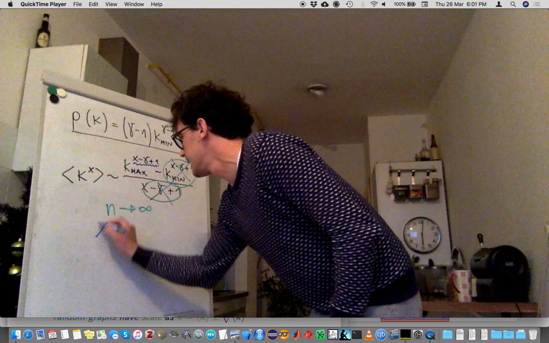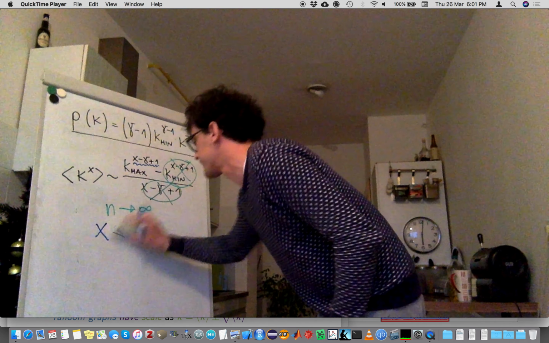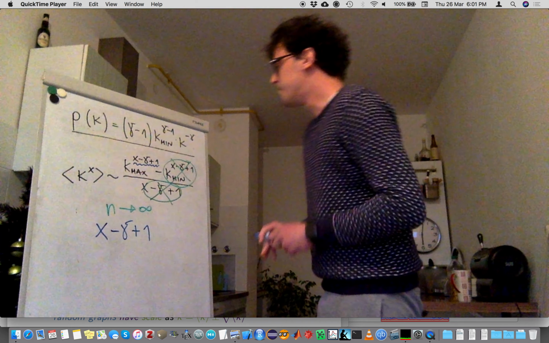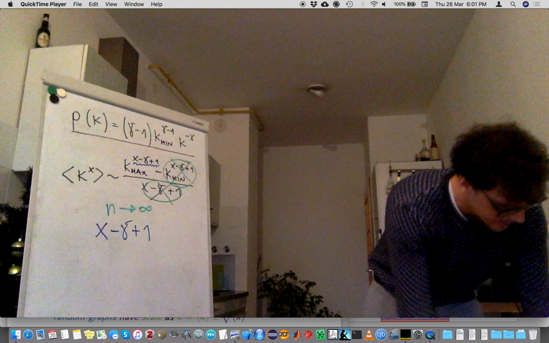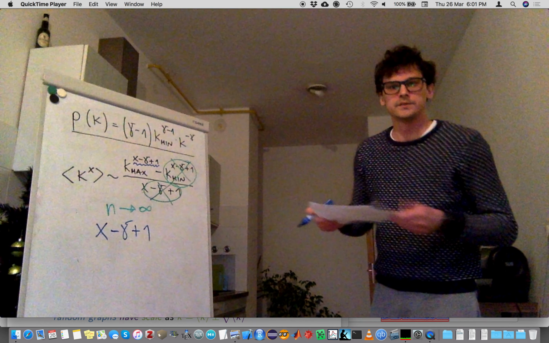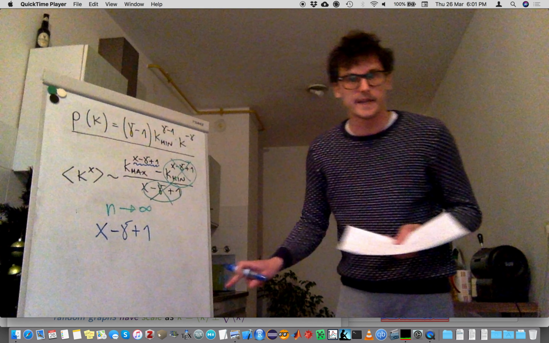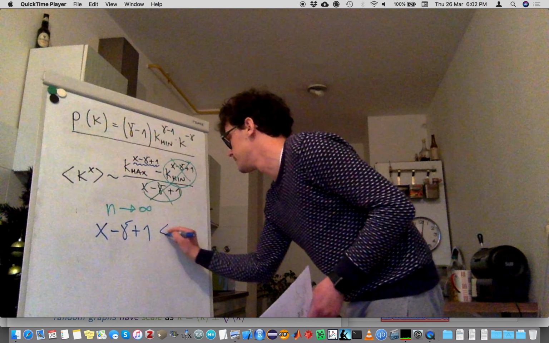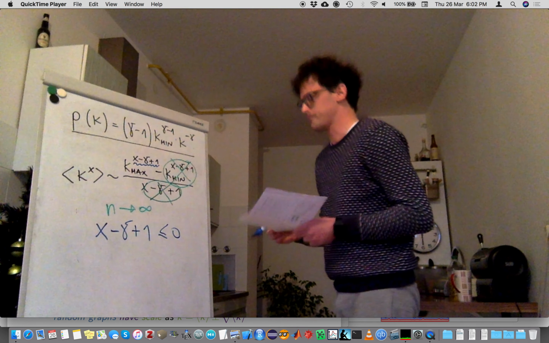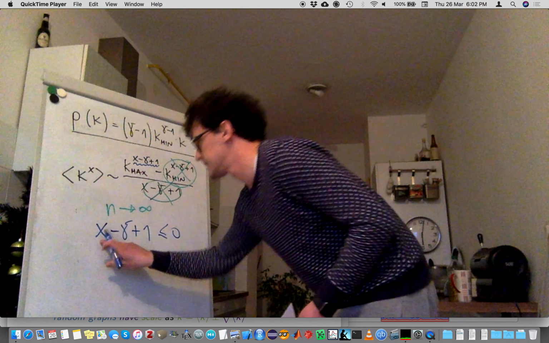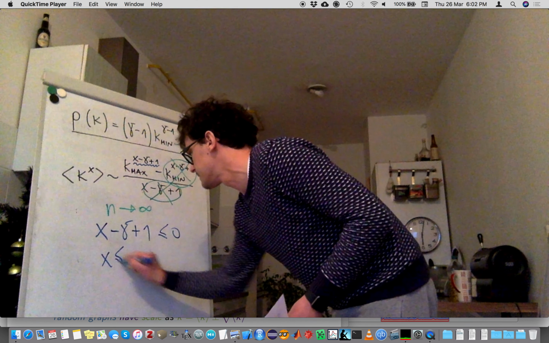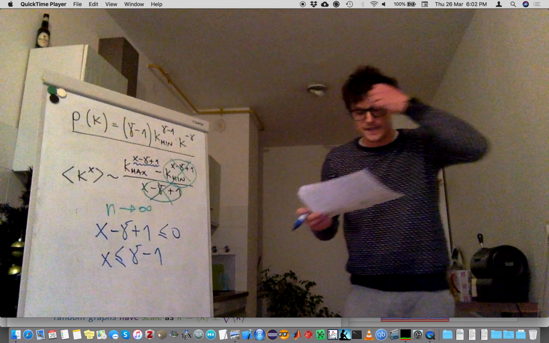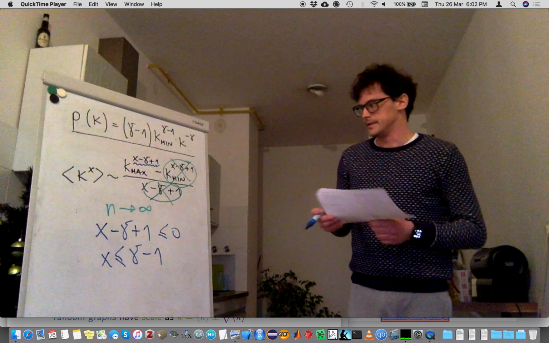So we are just interested in k minus gamma plus 1. It must be downstairs in order for this moment to be finite. So this must be smaller or equal to 0. So let's isolate x, and we get x must be smaller or equal to gamma minus 1. And this is our final result.